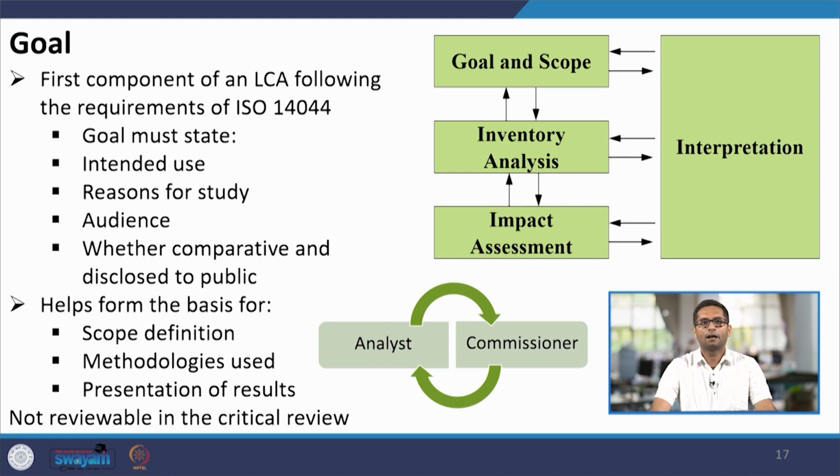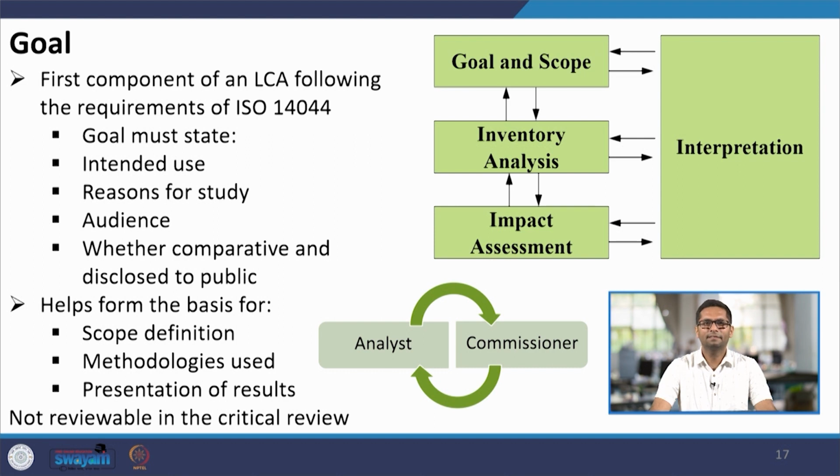So goal and scope is basically the starting component of an LCA, and it's defined by the ISO guidelines as well. A goal must state the intended use, the reason why you are carrying out the study, who is the expected audience, and whether the analysis is comparative, would you want to compare this with the previous results, or whether it's an in-house assessment for the upper management, whether you want to disclose it to the public or it's for the government decision makers. Further, we would also want to put in the scope definitions, the methodology that we will adopt, the different assumptions that go into it, and these come in the scope.